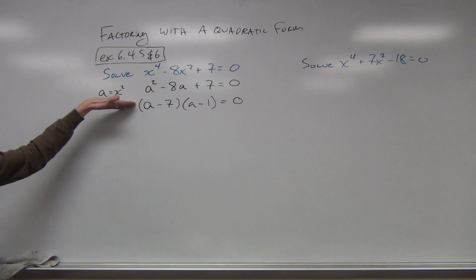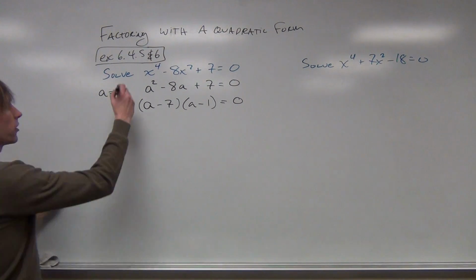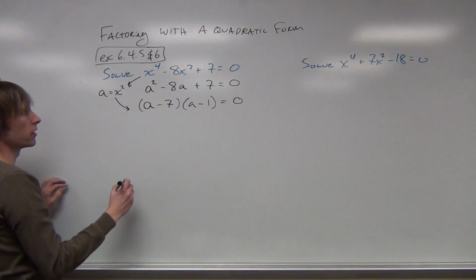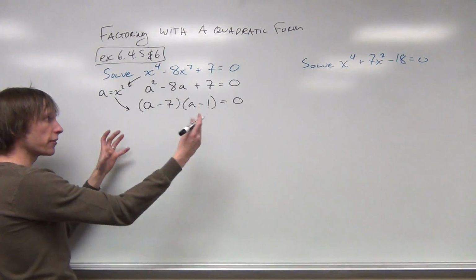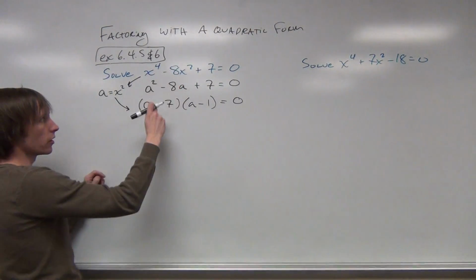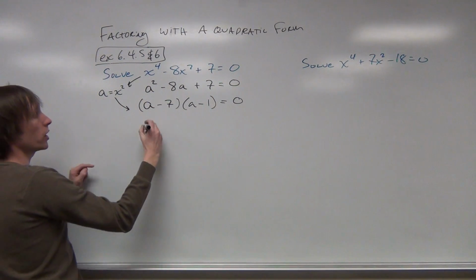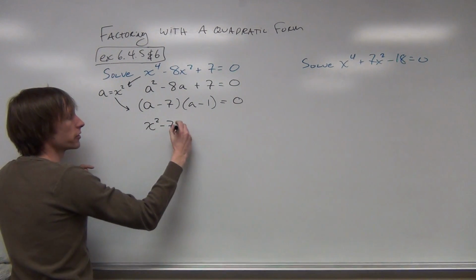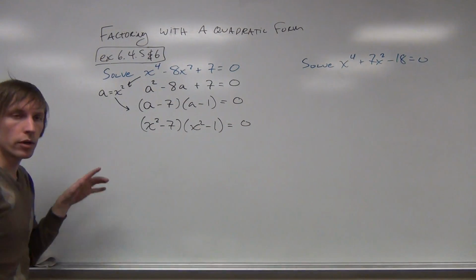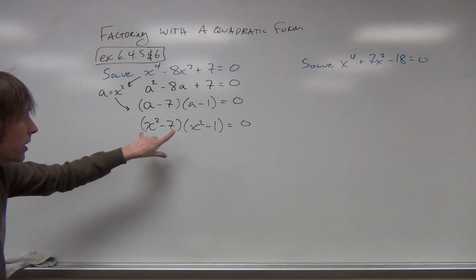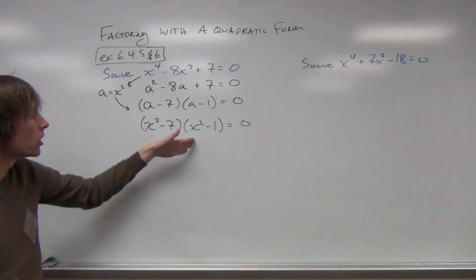What I like to do here, though, is once we've got it factored, we can substitute that x squared back in. We pull it out for just a little bit to make the work easier for us to understand how the factoring process works when we're dealing with x to the fourth power. If a is equal to x squared, then I've got x squared minus 7, and I've got x squared minus 1 is equal to 0. Now, again, using the zero product property, if this times this equals 0, then we can set each of these things equal to 0.